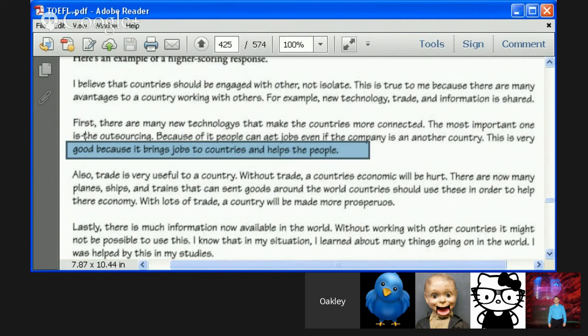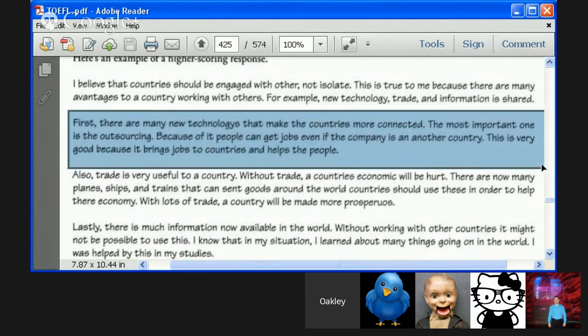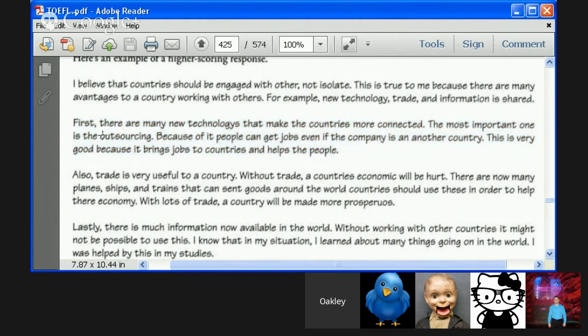Okay, moving on. Well, there's our first paragraph. It seems to be one complete thought. It's all about that idea of new technologies, I guess. So, okay, at least that's cohesive. In general, that's a pretty decent paragraph. All right, Heidi, can you take over from "also"? Also, trade is very useful to a country.